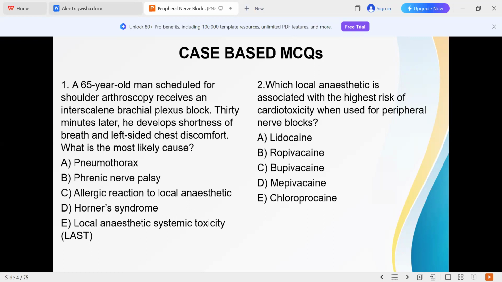So, which local anesthetic agent is associated with the highest risk of cardiotoxicity when used for peripheral nerve blocks? A, lidocaine, B, ropivacaine, C, bupivacaine, D, mepivacaine, E, chloroprocaine. C. C, correct. Bupivacaine. All right.